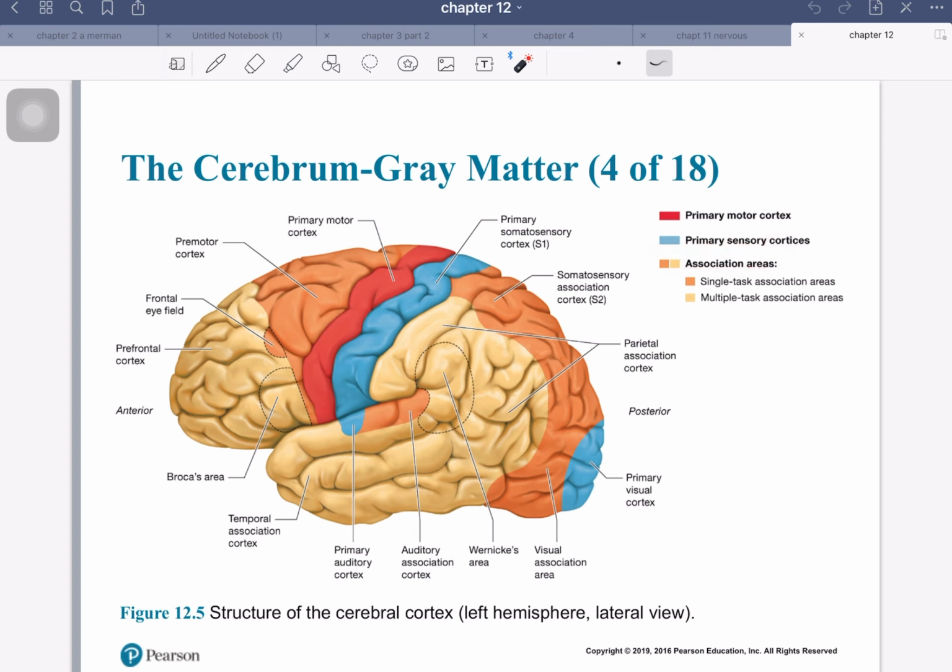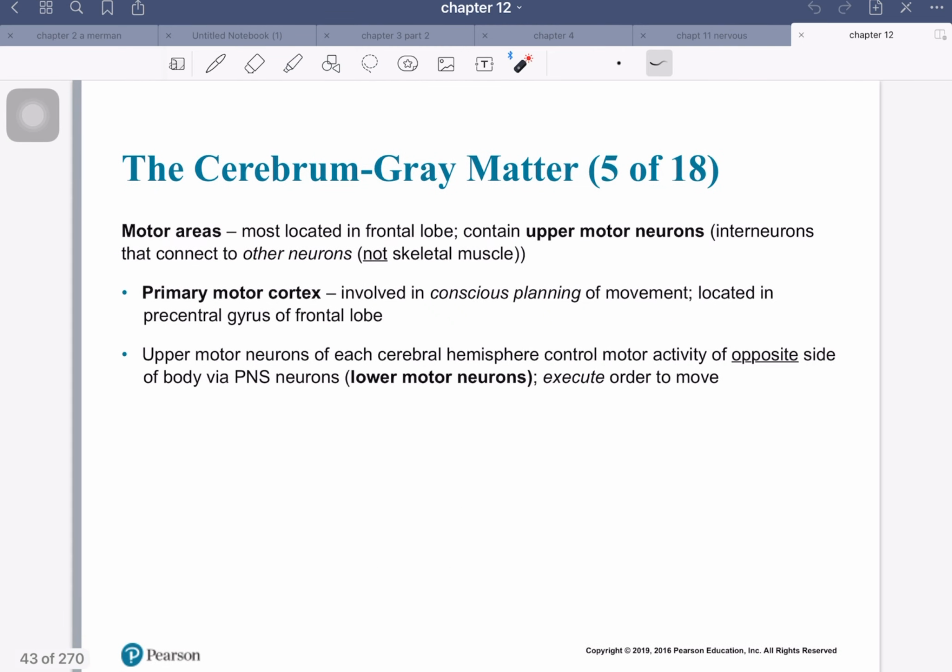And any place that is a single task association area, one of those unimodal areas, we've assigned this color, and multitask areas we've highlighted in a different color in addition to that. So let's start to go deeper into this. When I start talking motor areas, most of this is really located towards the frontal lobe.